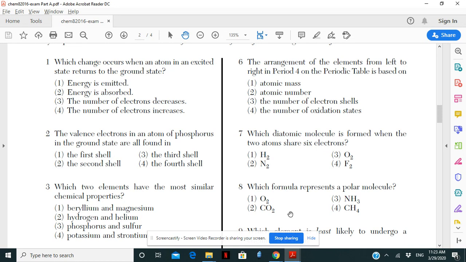The answer is going to be energy is emitted. To understand what's going on, you have to focus on the first thing: it's in an excited state. What does it mean? It has more energy. Now when it's going to ground state, energy is going to be emitted. What does it mean? It has to lose this energy and it's going to be like emission. So in that case, the answer is going to be energy emitted.